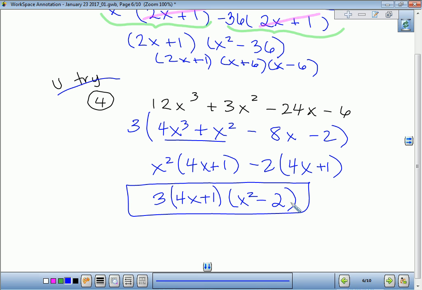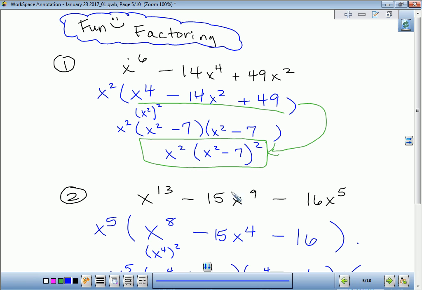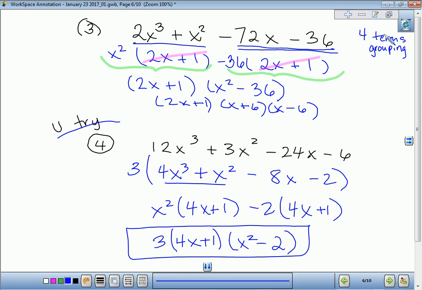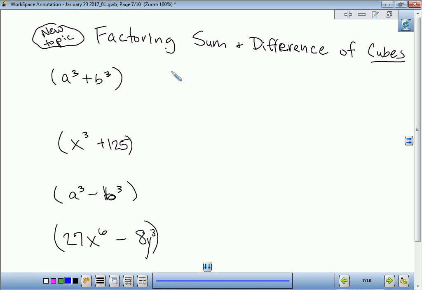Alright, so basically, have you noticed today we are factoring higher degree polynomial expressions? We've talked about two different approaches: one, when they're in quadratic form; two, when we use four-term grouping. Now, our third approach today is going to be when you see cubes. Both a sum and a difference of cubes will factor.